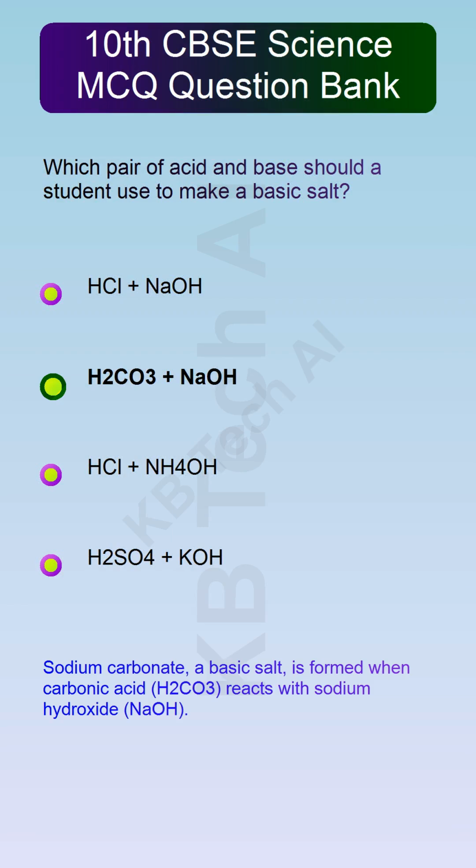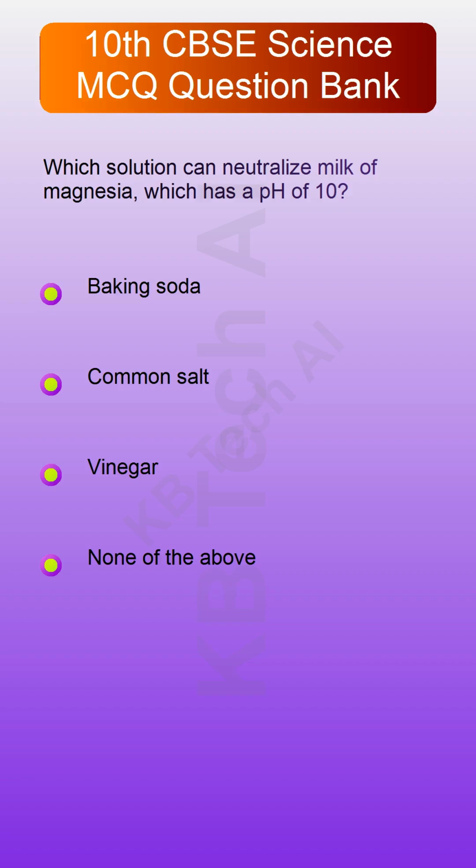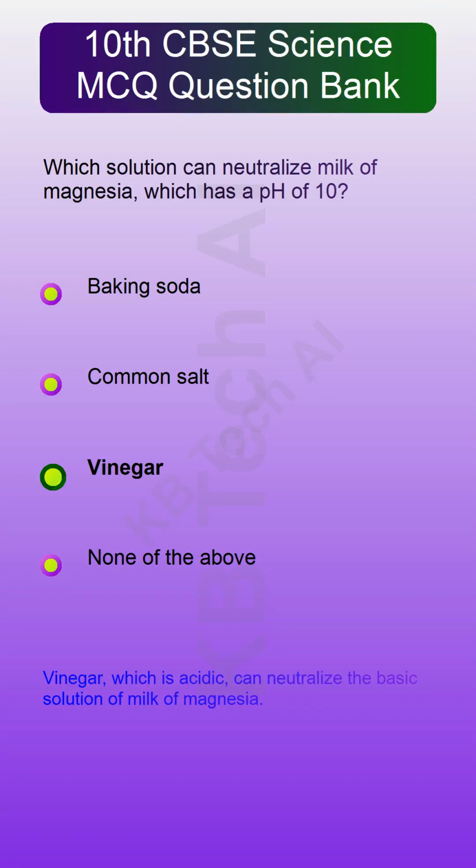The answer is, Option 2, H2CO3 plus NaOH. Which solution can neutralize milk of magnesia, which has a pH of 10? Option 1, baking soda, Option 2, common salt, Option 3, vinegar, Option 4, none of the above. The answer is, Option 3, vinegar.